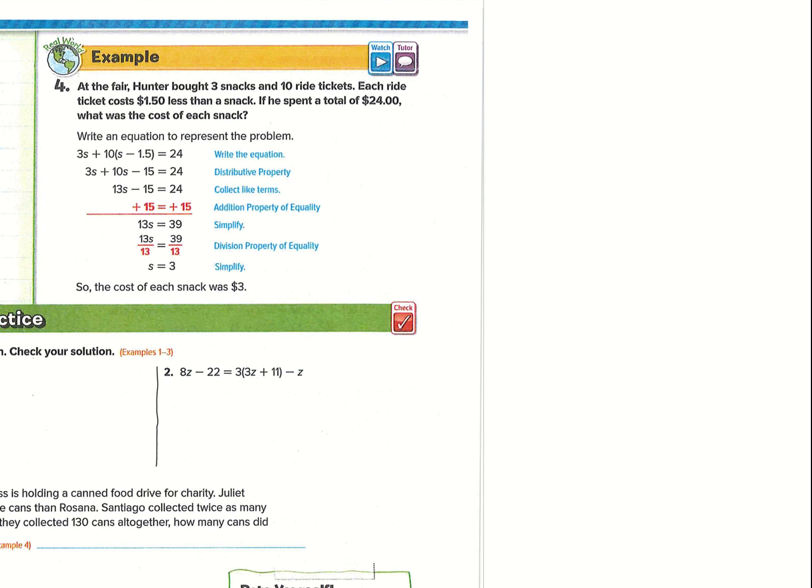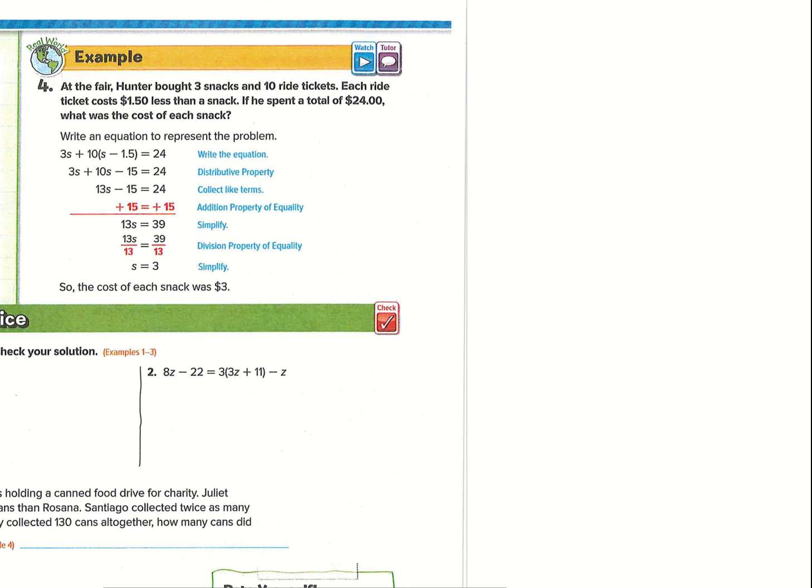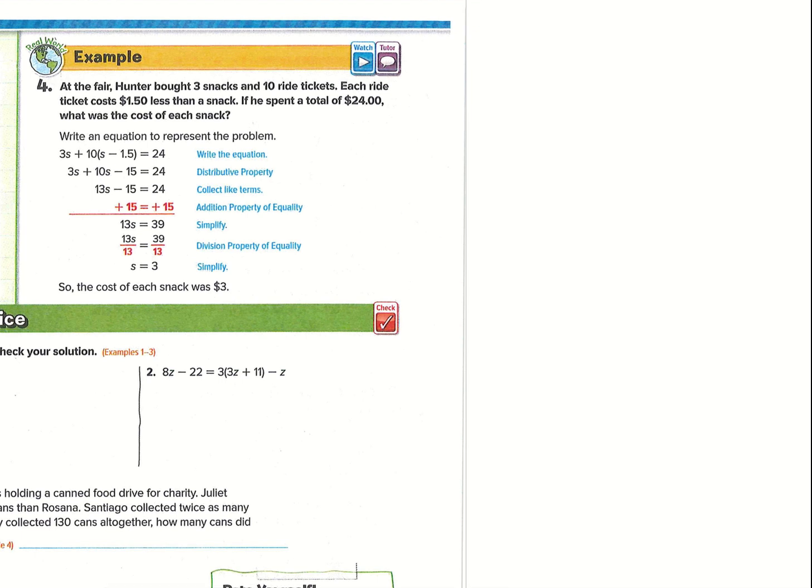All right, we're going to look at one final example. Okay, this one is a word problem. We have at the fair, Hunter bought 3 snacks and 10 ride tickets. Each ride ticket costs $1.50 less than a snack. If he spent a total of $24, what was the cost of each snack?